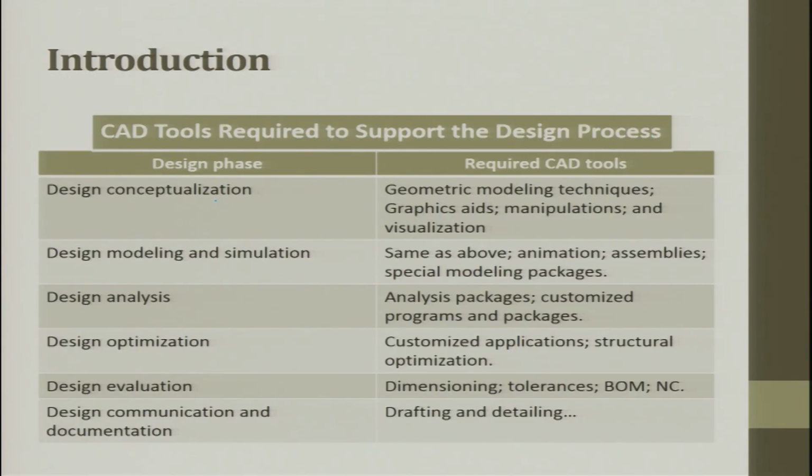At design conceptualization, we need a geometric modeling technique, a graphic aid, manipulation and visualization. These are the requirements for the CAD tool. When design modeling and simulation has to be done, same as above, you will have animation, assembly and special modeling packages. For design analysis, customized programs and packages. For design optimization, customized applications and structural optimization can be done. These are the requirements of the CAD tools. Design evaluation is for dimension and tolerance. So, there is a big scope in dimensioning and tolerancing. And bill of materials and numerical control.